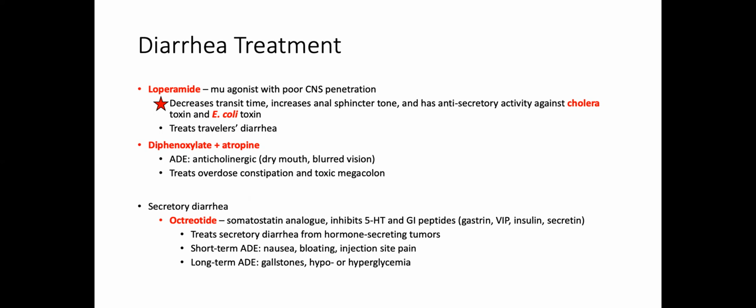So secretory diarrhea can be treated with octreotide, which is basically somatostatin. It inhibits 5-HT and GI peptides, and it also treats secretory diarrhea from those hormone-secreting tumors. Short-term, it may cause nausea, bloating, and injection site pain, and long-term gallstones or hyperglycemia.